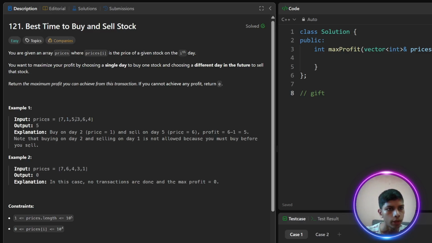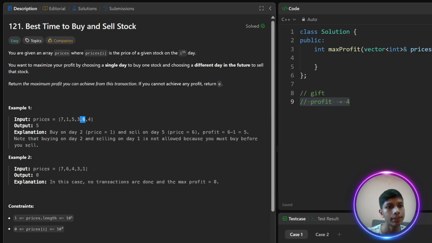Now on the next day we can sell it. So we will check here: 5 minus 1, that is 4. We will put this 4 in a variable, let's say profit. Now I will check with another day: 3 minus 1. If I sell it on this day, then my profit will be 2, which is less than this profit. So I will not sell it on this day.